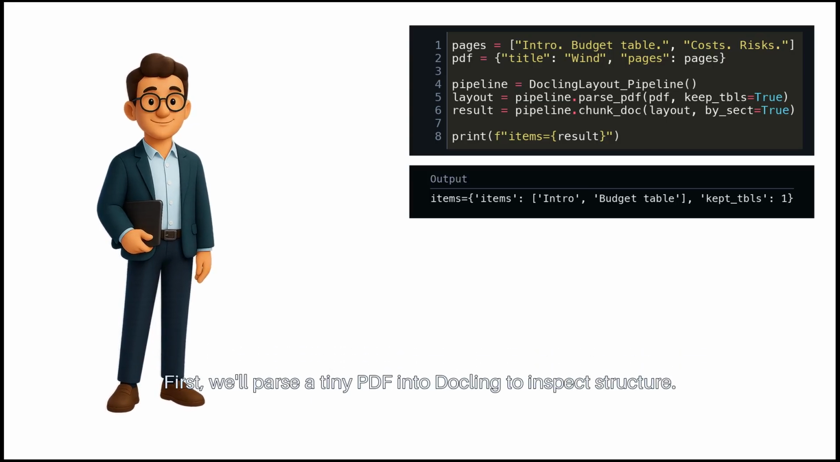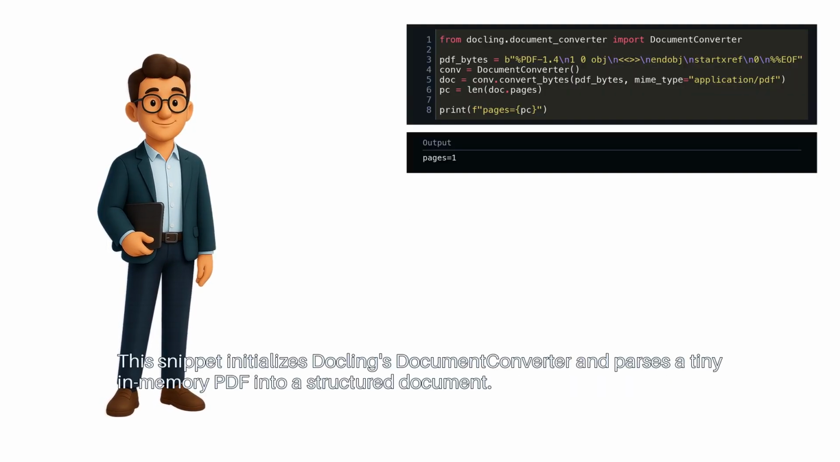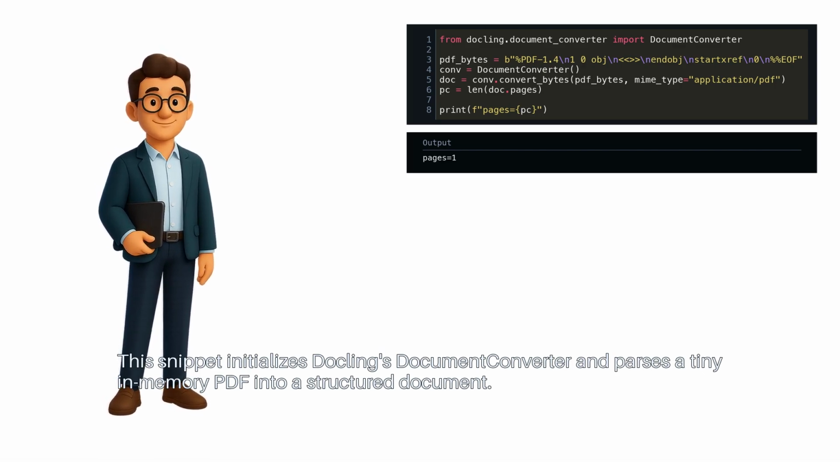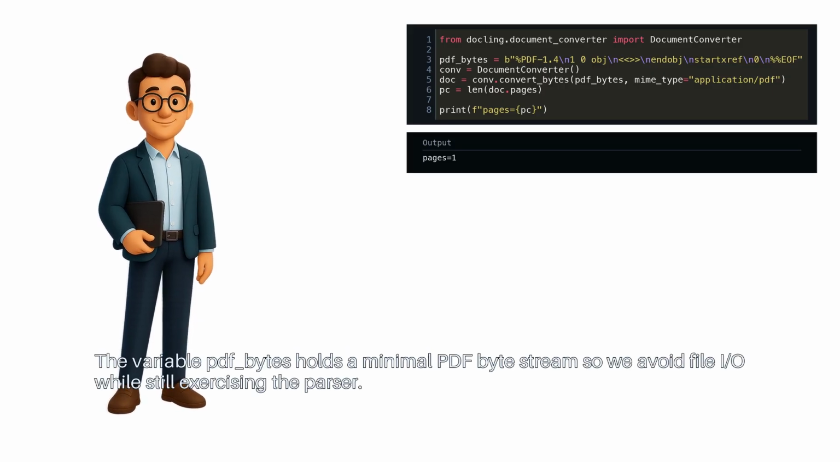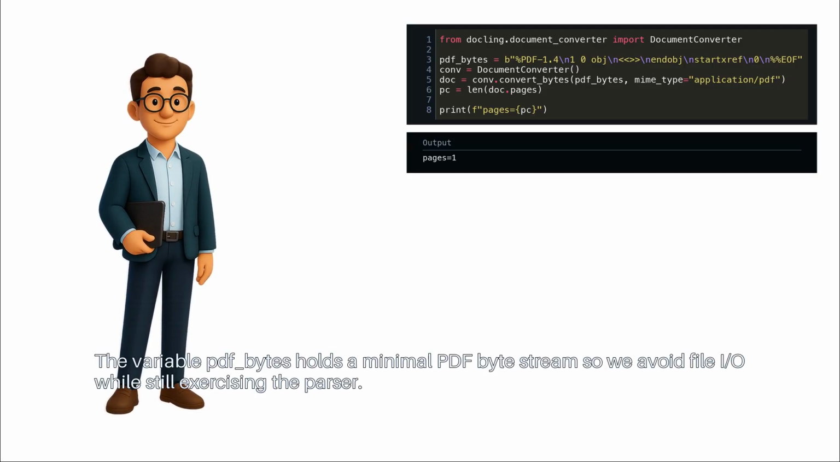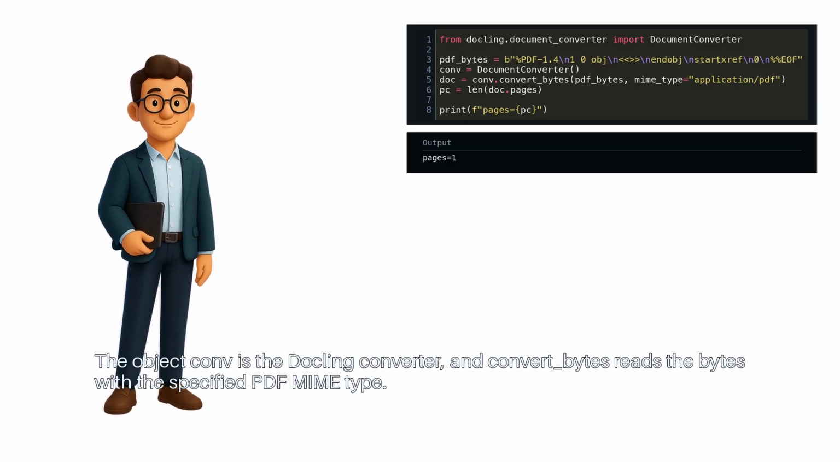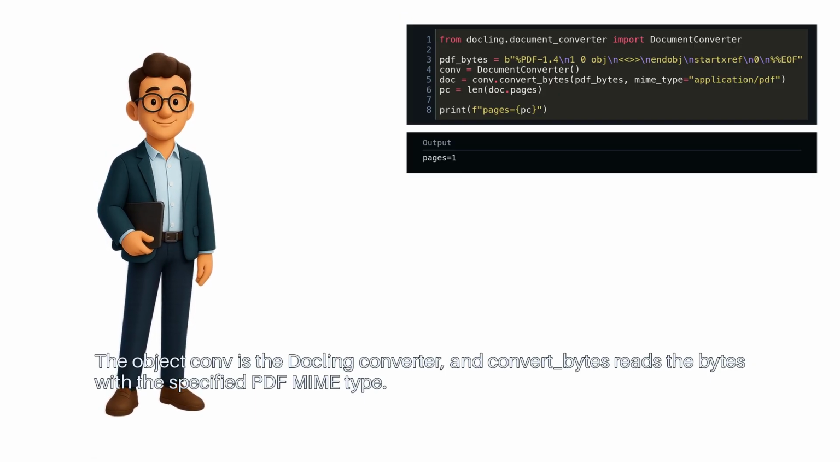First, we'll parse a tiny PDF with Docling to inspect structure. This snippet initializes Docling's document converter and parses a tiny in-memory PDF into a structured document. The variable PDF bytes holds a minimal PDF byte stream, so we avoid file I/O while still exercising the parser. The object conv is the Docling converter, and convert bytes reads the bytes with the specified PDF MIME type.